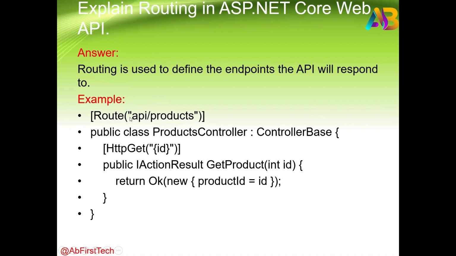So this is called attribute routing. By default, we call it conventional routing, and this is attribute routing. We are specifying the route attribute. That's why we call it attribute routing.